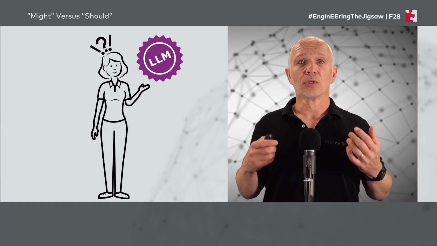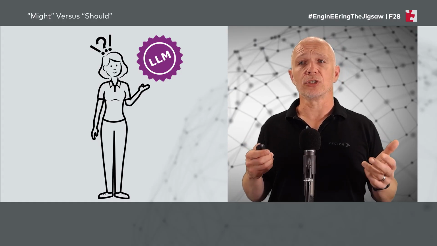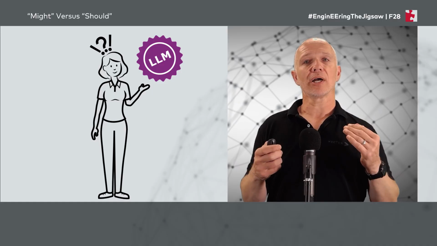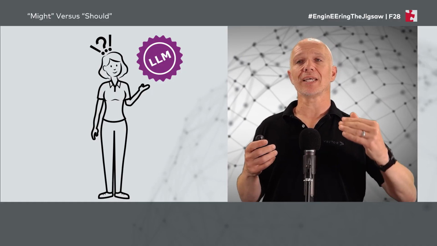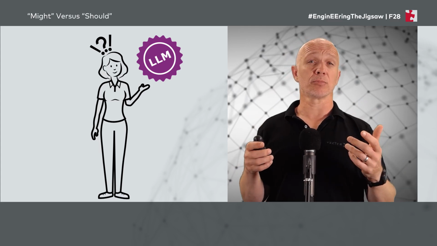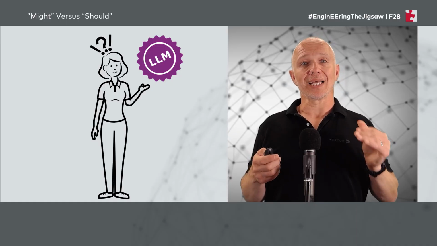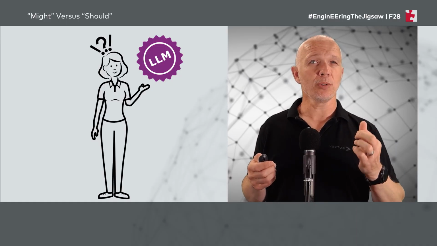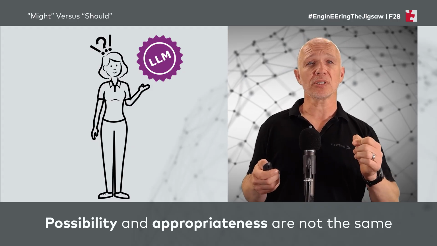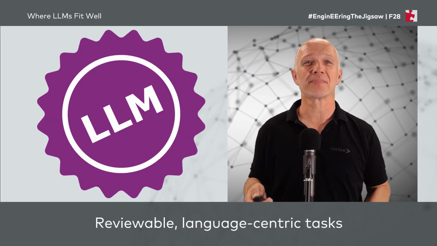So this gets us to this idea about the difference between might and should, and why we need to be explicit about this difference. How might we use an LLM is about what is feasible and possible and how systems might be structured. Meanwhile, how should we use an LLM is about what is appropriate and where judgment needs to be applied. And possibility and appropriateness are not the same.